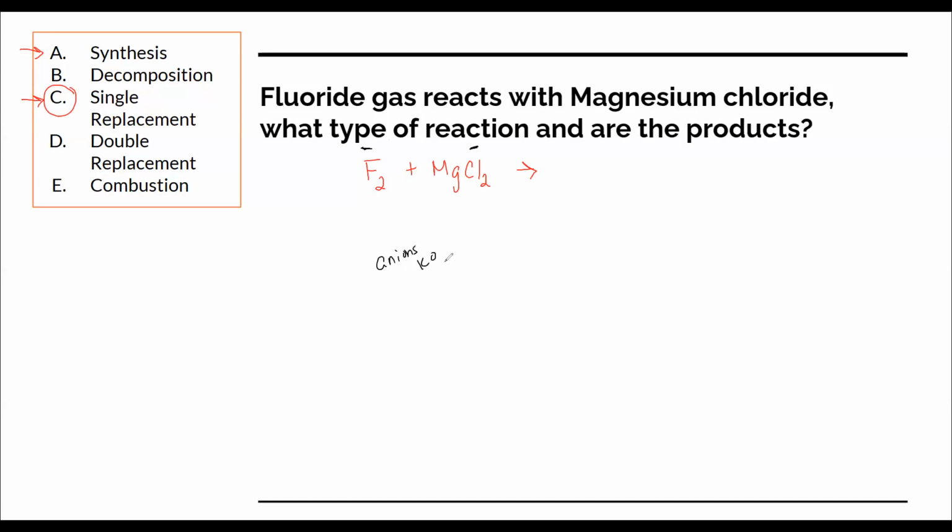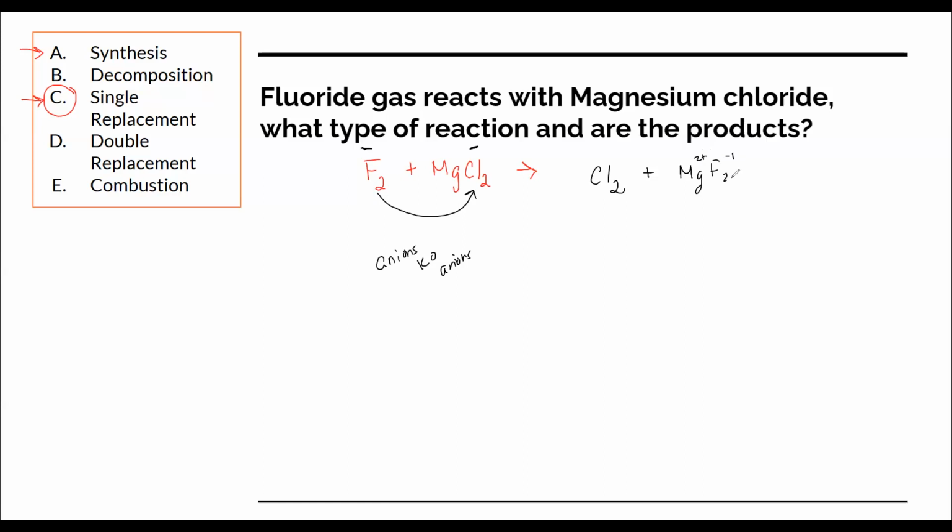So the anion is going to kick out the anion from the couple. It's going to be a bully. So fluorine's going to kick out chlorine. Chlorine's now going to be by himself. Chlorine's also a Brinkelhoff, so it's Cl2, and then magnesium is going to be with fluorine.